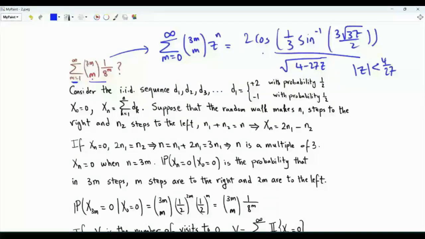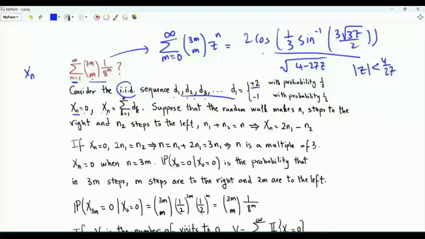I will not employ any special function. I will use a probabilistic interpretation of this sum, which emerges in the context of random walks. Suppose that we have a sequence of two-valued random variables, d1, d2, d3, and so on. The random variables are IID, independent and identically distributed. Each of these random variables is either equal to 2 with probability 1/2 or minus 1 with probability 1/2. Define the random process X_n, where n is a non-negative integer, X_0 is 0.